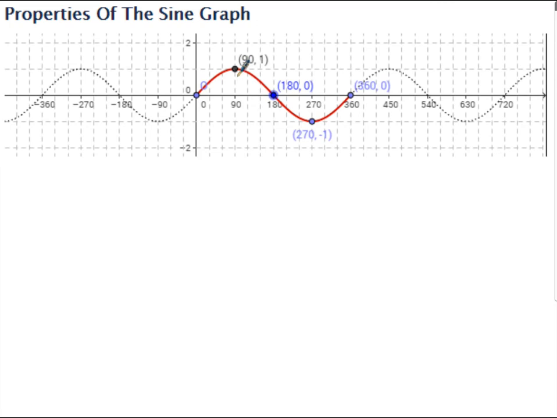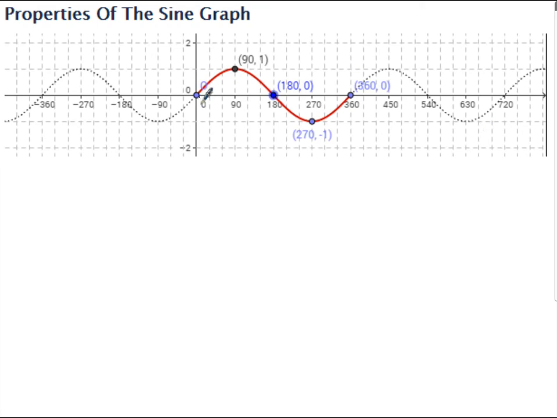The amplitude of it, when it's a standard sine graph, is 1, which means it goes up to 1 and down to -1. And the standard sine graph is centered around the origin, so it just goes up 1 and down 1. And it just keeps on doing that forever.